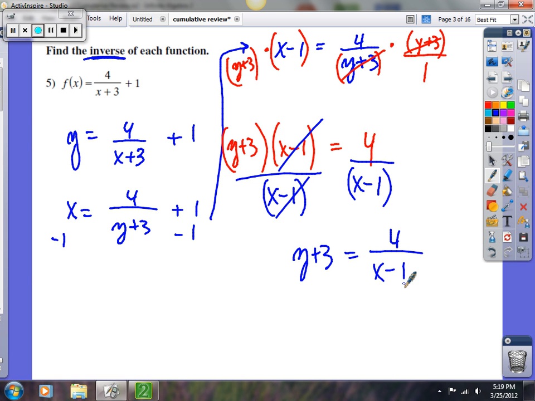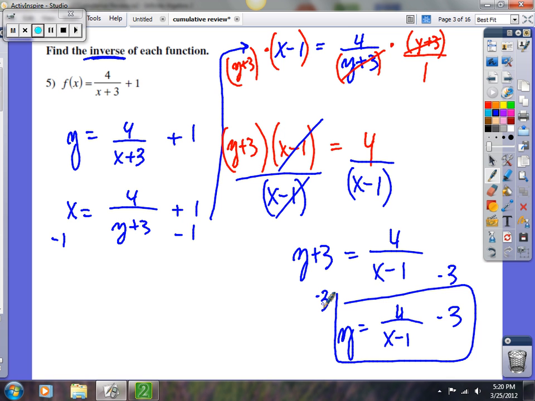and then all we have to do now is just get rid of that plus 3. So if I subtract 3 from this side and I subtract 3 from this side, my final answer is going to be y equals, I've got a fraction, on top is a 4, on bottom is x minus 1, and then minus 3. So I guess actually that's your inverse, but we need to write it as the inverse. So if we write it with the notation, it's going to be f to the minus 1 of x equals 4 divided by x minus 1 minus 3.